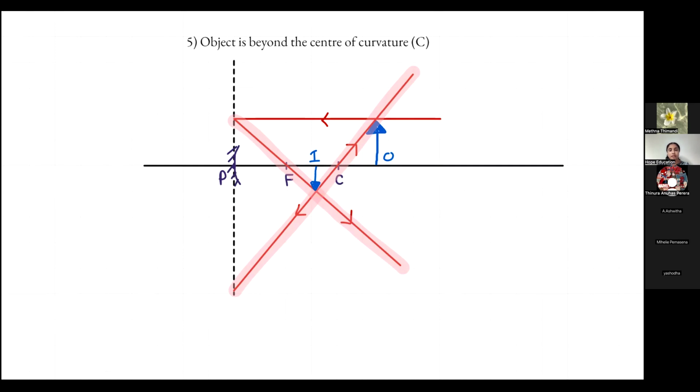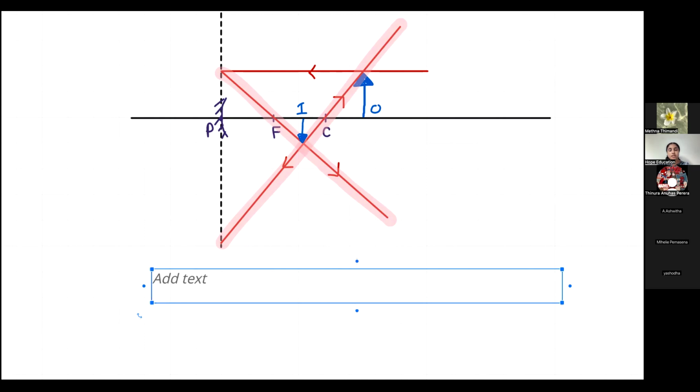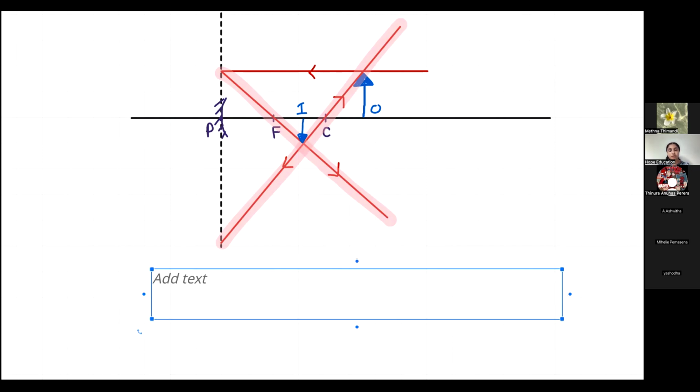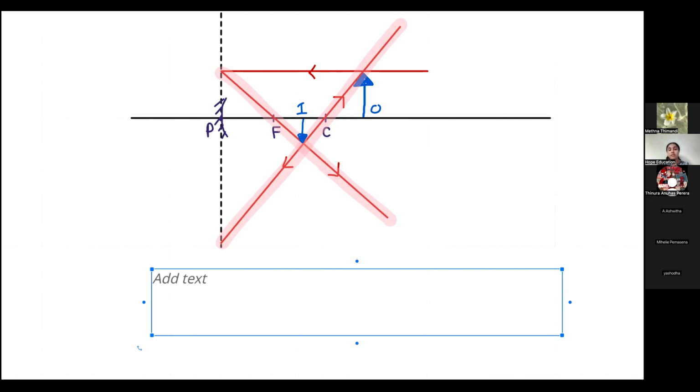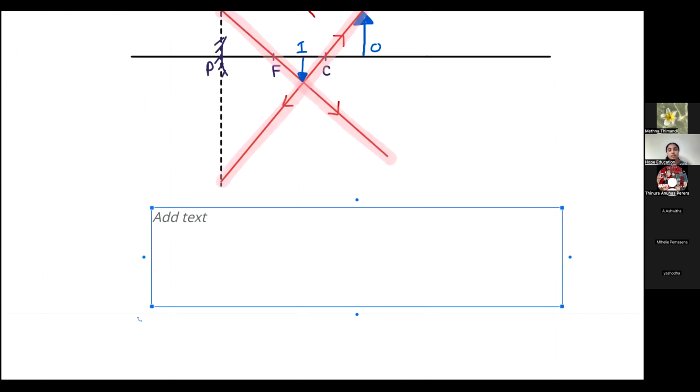So, location of the image is between the focal point and center of curvature. And properties of the image: real, inverted as you all said, and smaller than the object, we call it diminished.